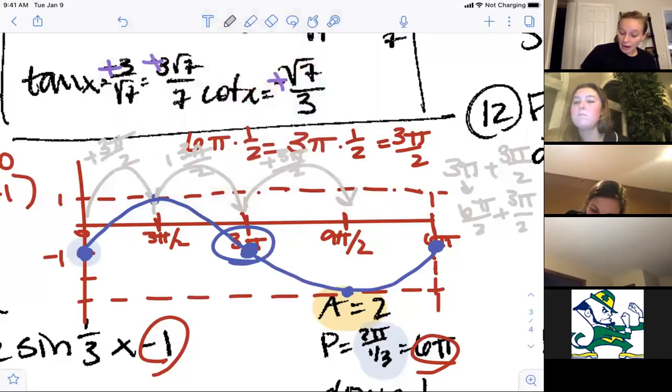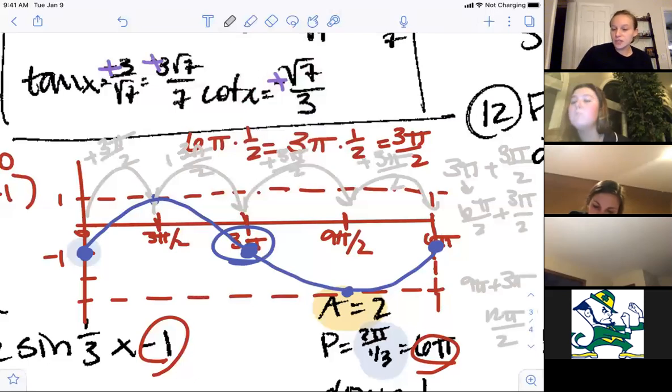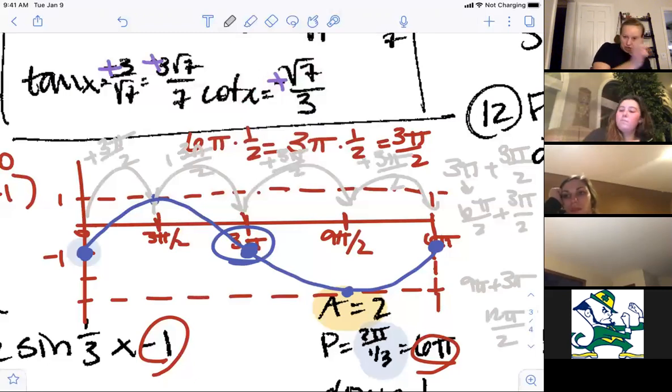And if we did 9 pi over 2 and added 3 pi over 2, we would get 6 pi. 9 pi plus 3 pi is 12 pi, and 12 pi divided by 2 is 6 pi. So it's just kind of breaking down those fractions. And once I get the interval that I'm jumping every time, then I just add that as I need to.